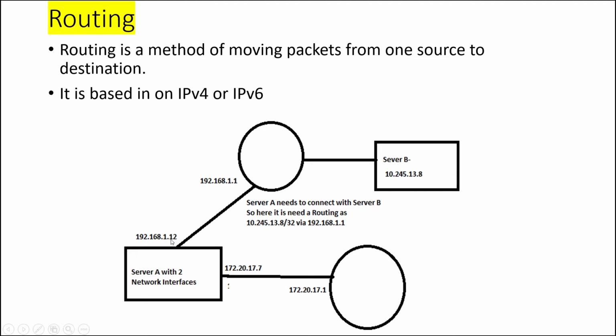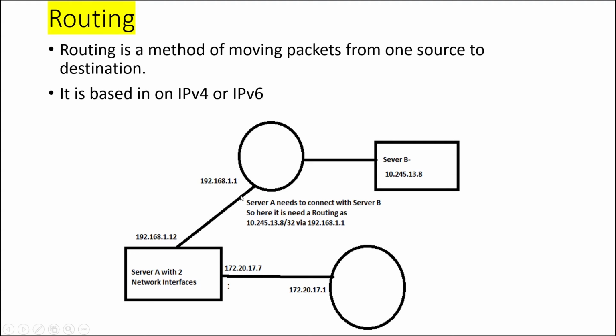Then it is connected with two devices with a circular symbol. Let's say they are routers. So you are connected with two routers. Let's say there is a server B on the right-hand side. It is connected with a router on the top. So from server A, you need to send data to server B.